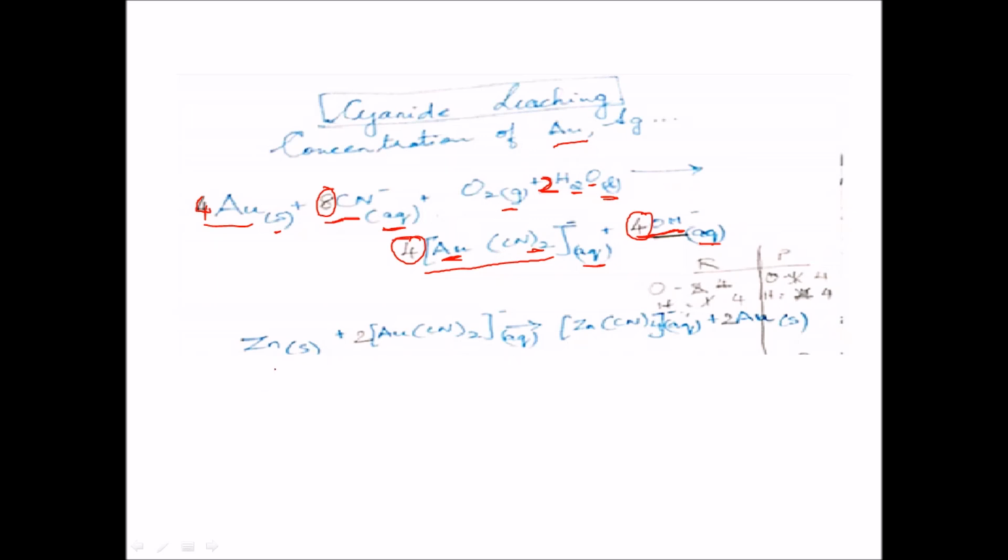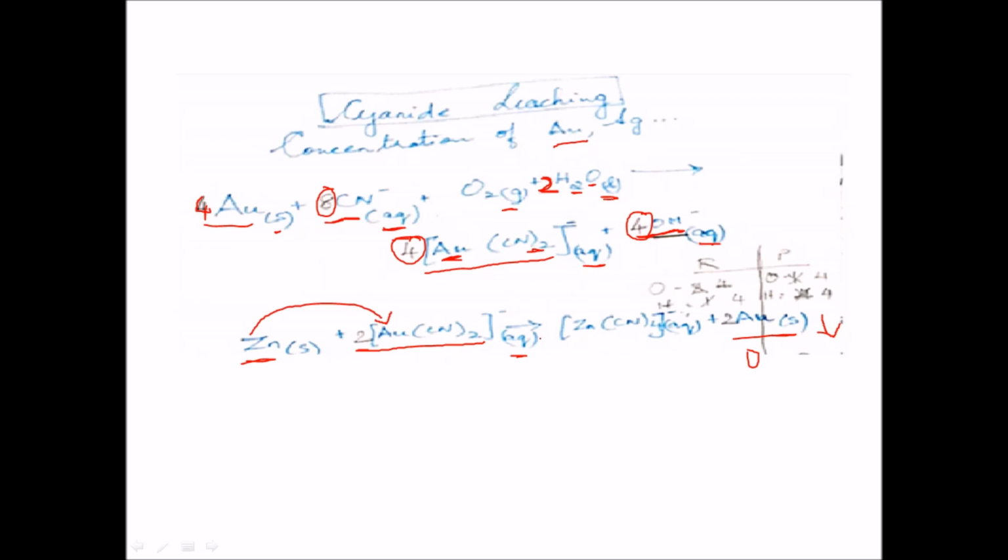Now in the second equation, in the cyanide leaching, you have the same gold complex, which is in the aqueous form, treated with zinc, which is in the solid form. When these react with each other, the zinc takes the place of gold, and gold gets precipitated in the native form, and the oxidation state of gold is considered to be 0.